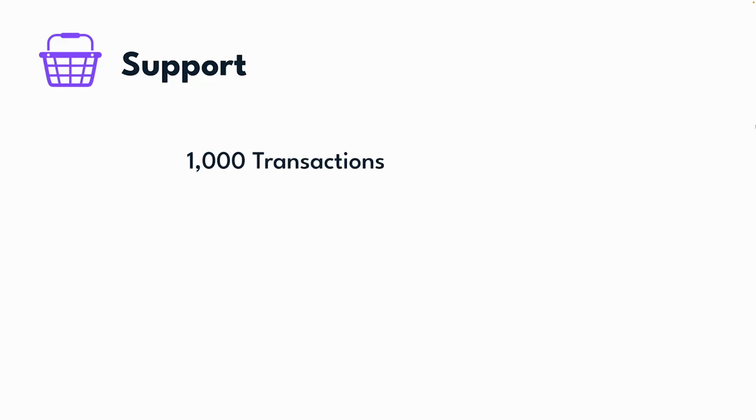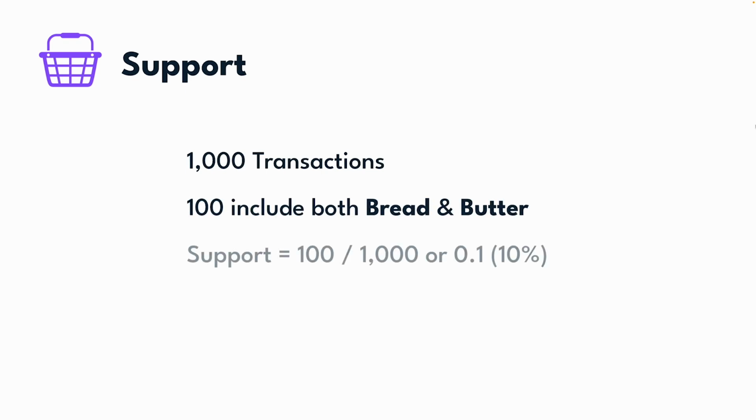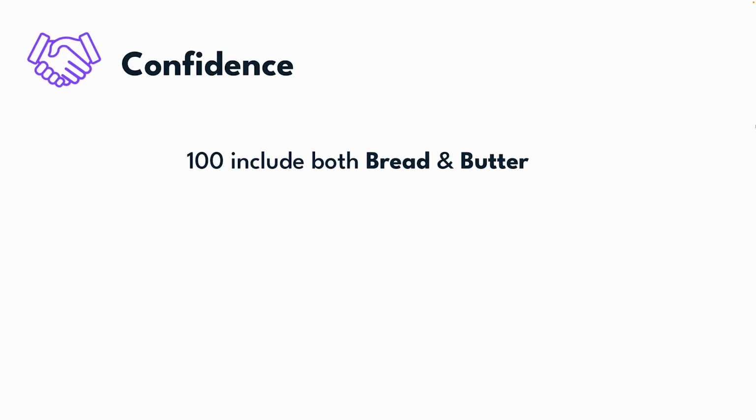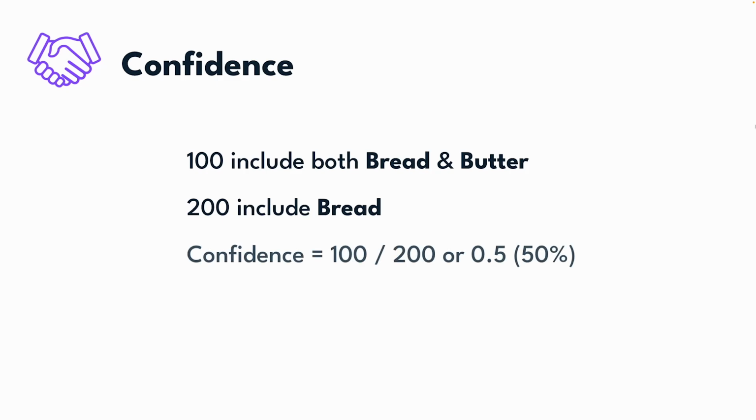Support measures how often a product or combination of products appears in the dataset. For example, if there are 1,000 transactions in total and 100 of them include both bread and butter, the support for this pair is 100 divided by 1,000, or 0.1, 10%. Confidence evaluates how often a specific item is purchased given that another item has already been bought. For instance, if 100 transactions include both bread and butter and 200 transactions include bread, the confidence for bread leading to butter is 100 divided by 200, or 0.5, 50%.